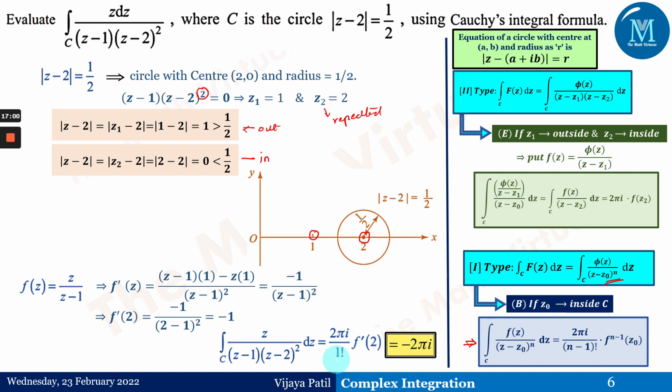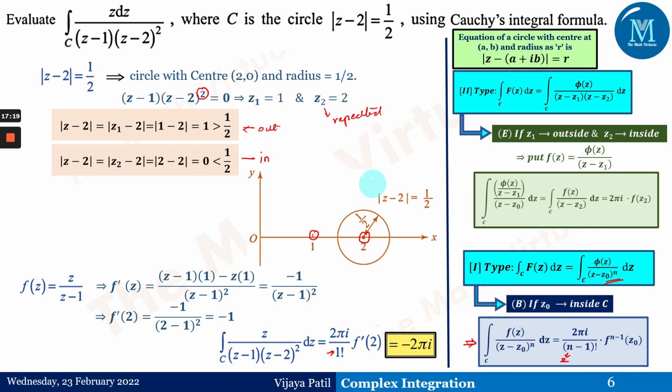Because here it is n minus 1 factorial, and in the present case n is equal to 2, so it's 2 minus 1, 1 factorial, which we have already written here, and 2 minus 1 means we go ahead with the first differentiation. This is what it is all about. Two different types have been included in this particular question.